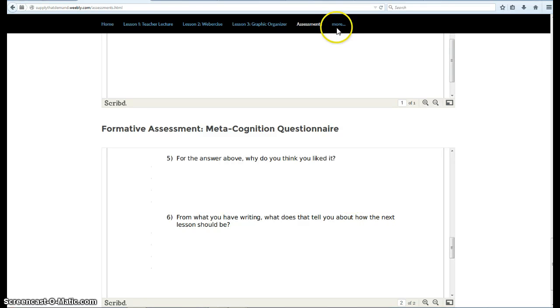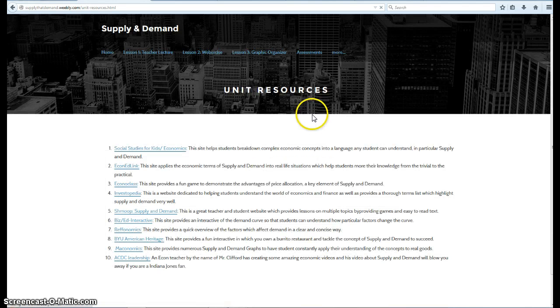All right, so my last thing here is my unit resources. So these are my unit resources. Again, especially with my websites, I want to make sure that my students have access to the actual website so they don't constantly have to be scouring and looking for it. They can just click on here and be good. Like the BYU American Heritage is the first one, and so on and so forth. I want to make sure that the access is really easy and really clear, for Investopedia.